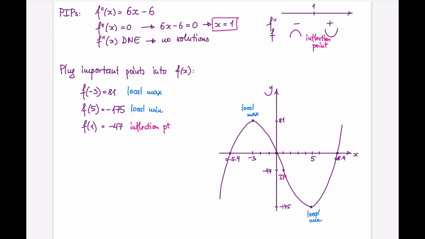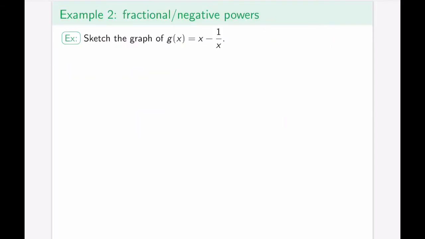Notice that this overall shape matches the shape that we discovered using the power analysis. It is linear with a negative slope near the origin, and it follows the cubic end behavior on both sides. But calculus tools allowed us to figure out the local maximum, minimums, inflection points, and the overall more precise shape of our function. Next up, let's take a look at the function that involves fractional or negative powers.